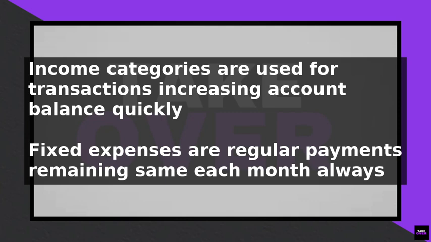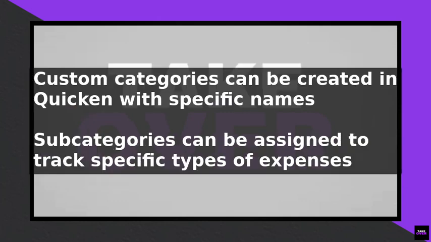To categorize an expense, select the transaction you want to categorize and click on the category field. Quicken will suggest a category based on the transaction description, but you can change it if needed. For example, if you have a transaction for a payment to a restaurant, Quicken may suggest the category food, but you can change it to dining out if you prefer.